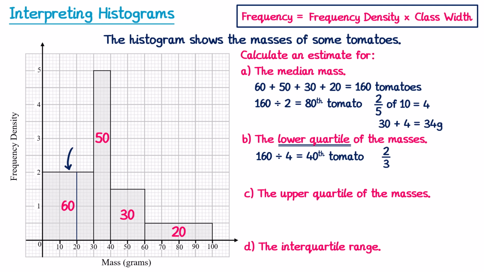There would now be 2/3 on the left, which is 40, and 1/3 on the right, which is 20. I can then read off where this line meets the axis at the bottom, and you can see that that's at 20 grams exactly, so the lower quartile is 20 grams.